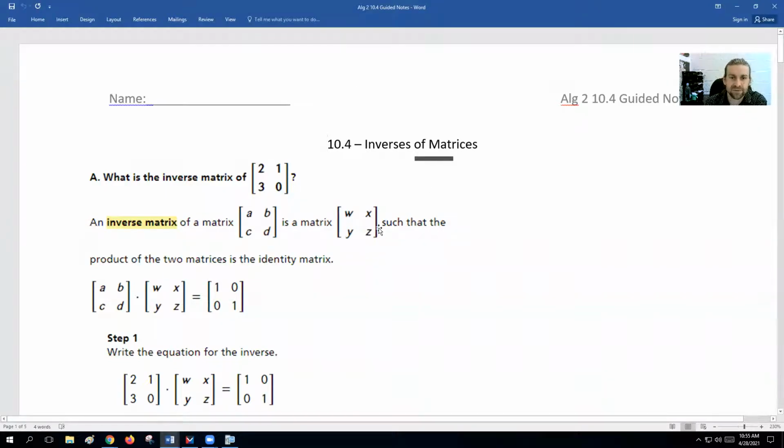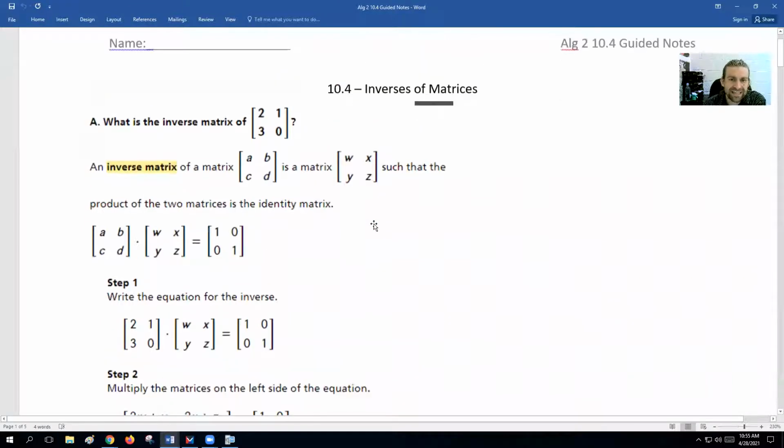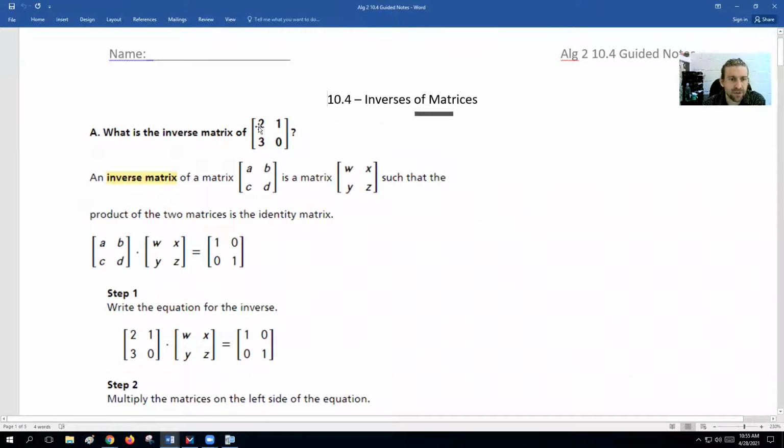We're going to be looking at the inverses of matrices. So what is an inverse of a matrix? If we have this example here of the 2, 1, 3, 0, a 2 by 2 matrix, the inverse of any matrix is that such that if we multiply by the inverse, we get the identity matrix. The identity matrix, remember, is like a diagonal line of ones and then everything else is 0. So 1, 0, 0, 1.